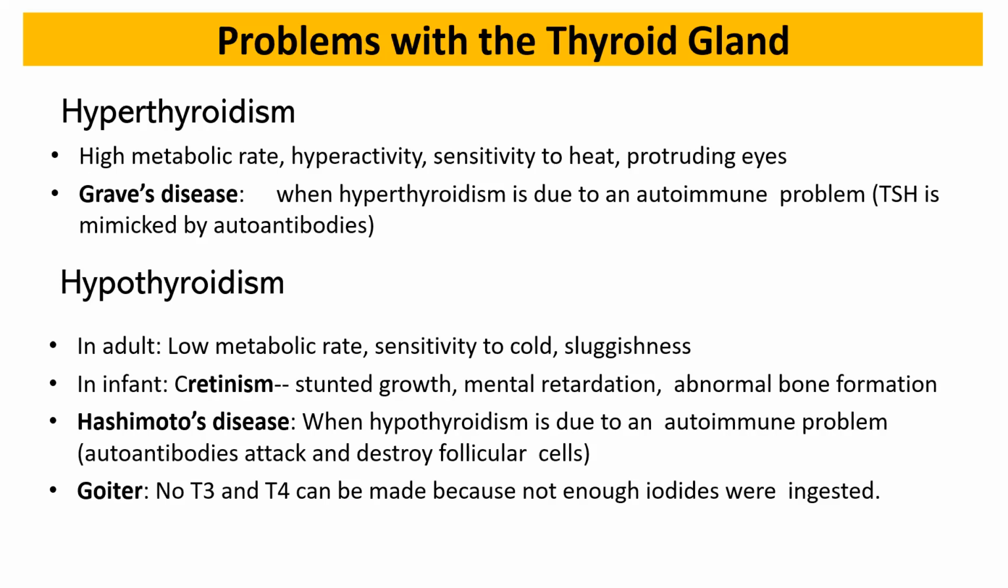So sometimes there is another disease which is called goiter. No T3 and T4 can be made because not enough iodide was ingested. It only happens very rarely, like if you think of areas getting salt from a specific source which doesn't have iodine or doesn't have supplemented iodine, then this happens.